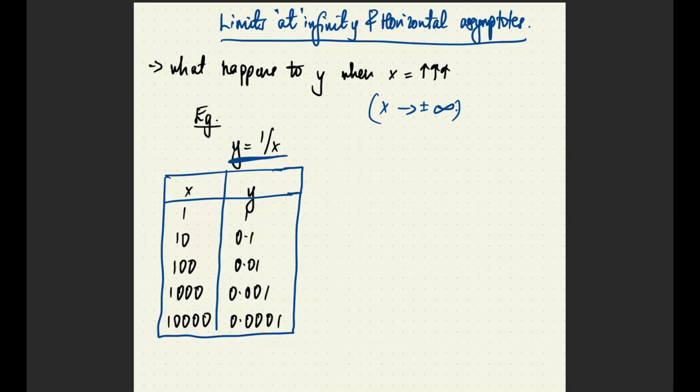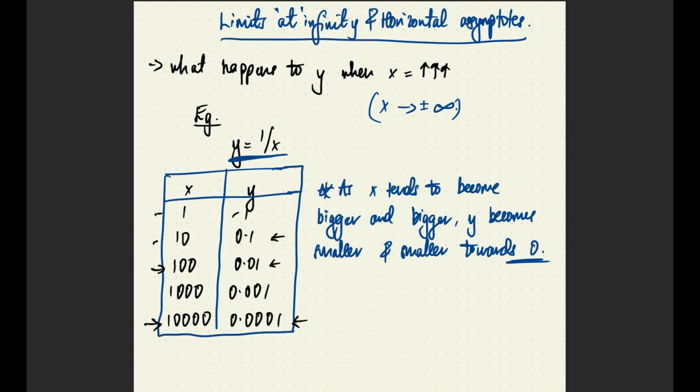Here we're given y equals 1 over x. When x is equal to 1, y is equal to 1. When x is equal to 10, y is equal to 0.1. When x equals 100, y is equal to 0.01. When x equals 10,000, y equals 0.0001. From this, we can see that as x tends to become bigger and bigger, y is becoming smaller and smaller, going towards 0.